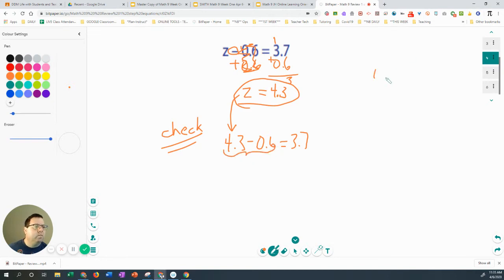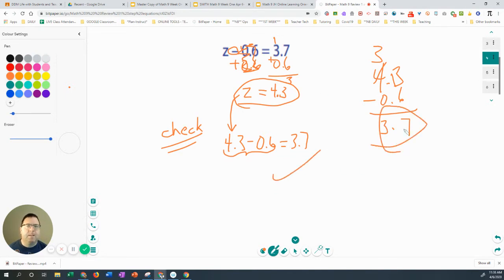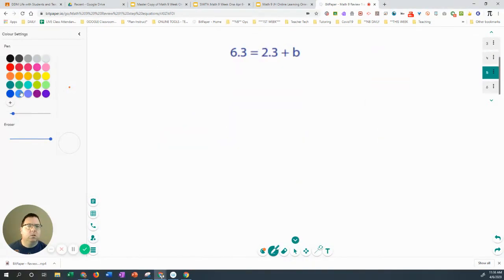So over here, of course, we can just carve out some space. And let's borrow and regroup. So 13 minus 6 is 7, and 3 minus 0. Okay, so it checks. All right. Fairly straightforward. Let's do the next question.